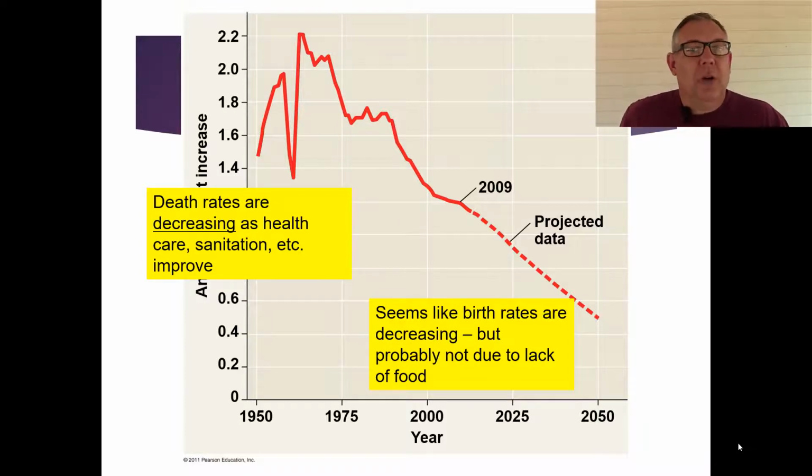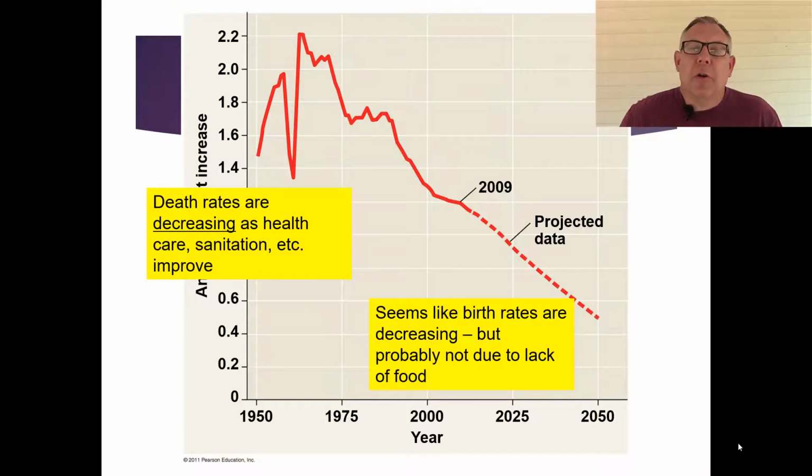So that should cause the population to grow faster. So it's not death rates increasing, but birth rates are also decreasing. And the birth rates are decreasing faster than the death rates are decreasing, and that's probably why the human population is still growing, but it's not growing as fast.